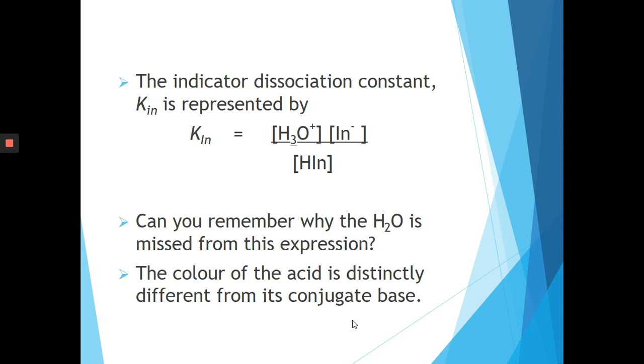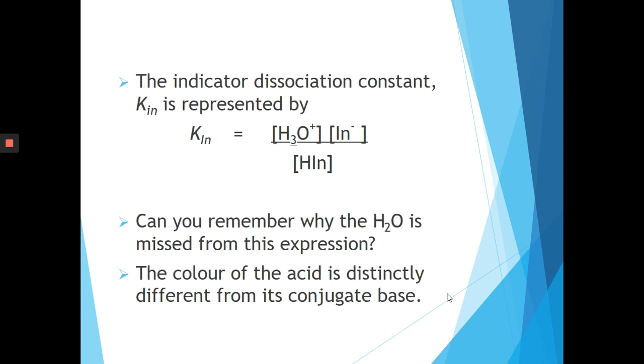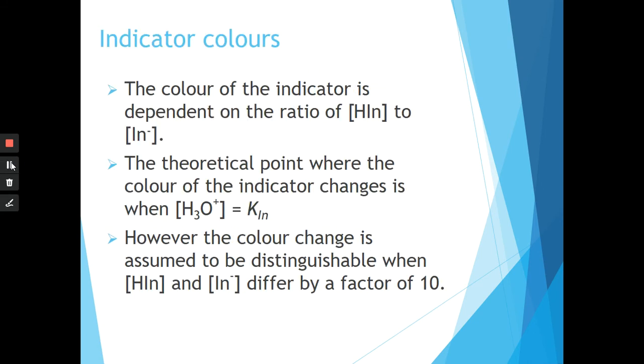The other thing we need to know is that the colour of the acid is very different from that of its conjugate base. So the colour we start with of the weak acid is what we've got initially. The colour we get at the end point of the reaction is going to be an obviously different colour. Now, how this colour change comes about is to do with the ratio of the acid ions to the conjugate base ions.